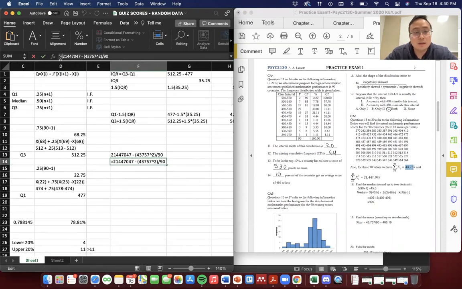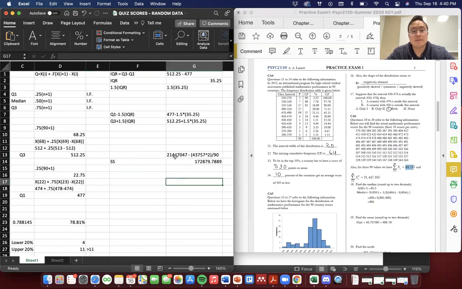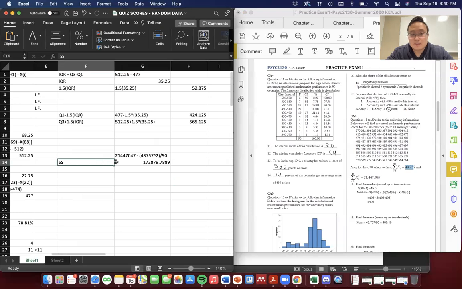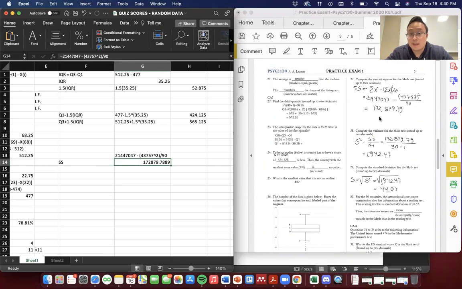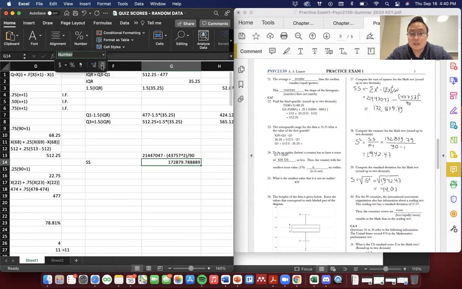So this is how you get the sum of squares. That's how you would get the sum of squares. Is that right? Yes, that is right. Right there. If you want more decimal places, you can do that. You want less decimal places, it'll round up. So he, I guess, rounded up to 2 decimal places.